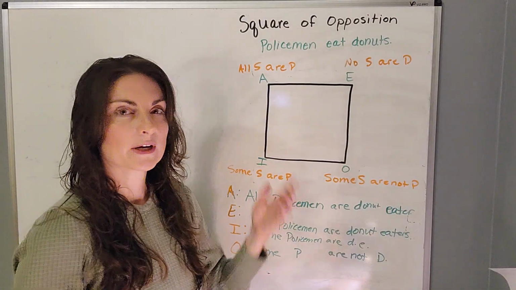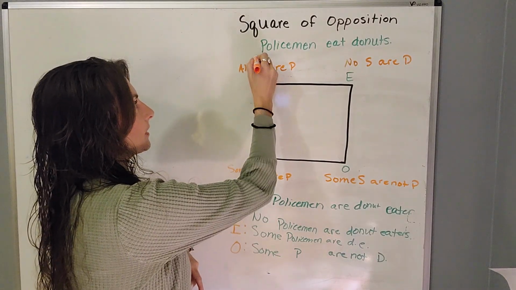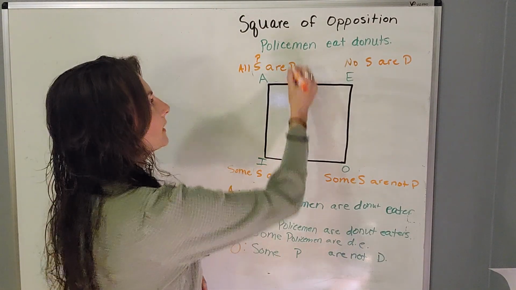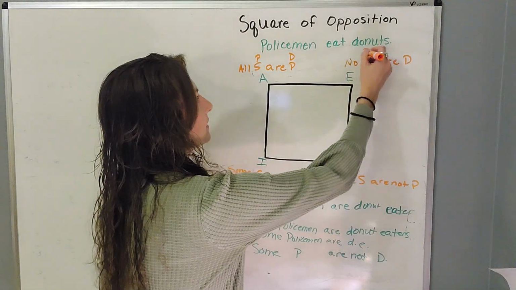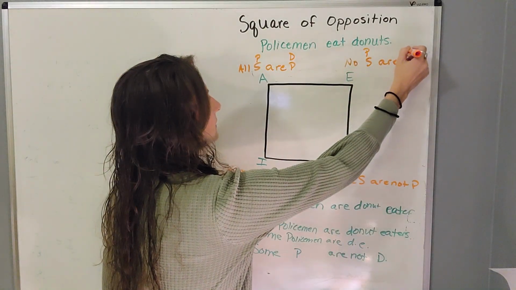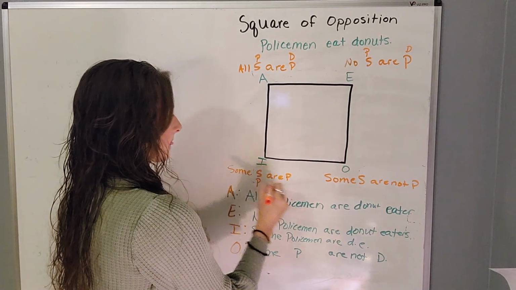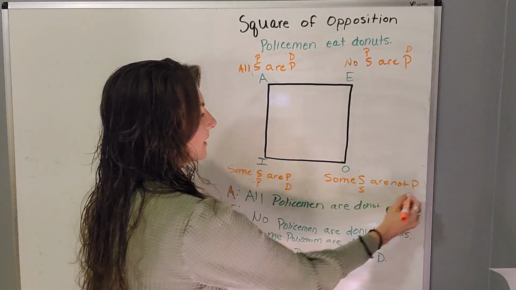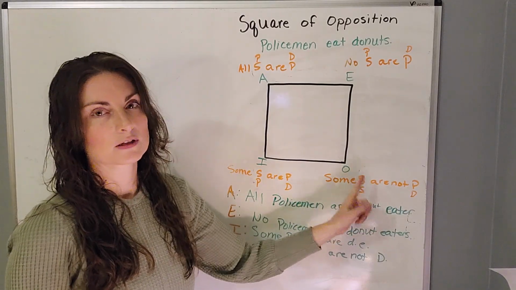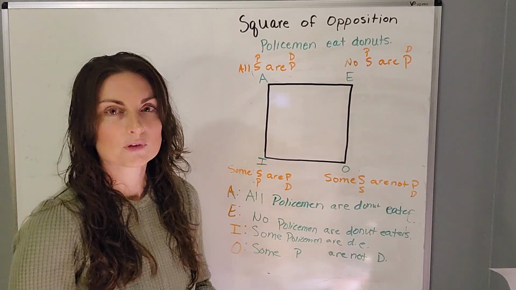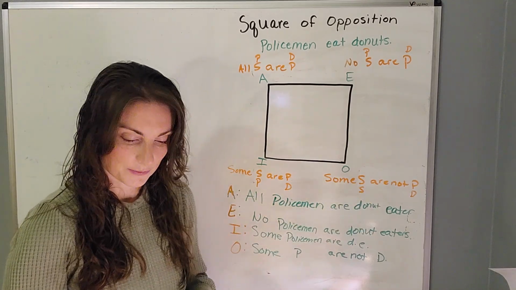I will go ahead and add the P and the D in these just to show you. So the S would become a P with our policeman statement, and the P would be a D with our donut part. So as you can see, it's still the same. It's just using a different letter. And as long as you know and understand that the S is the subject and the P is the predicate, that remains the same. It's just what words are you using there.